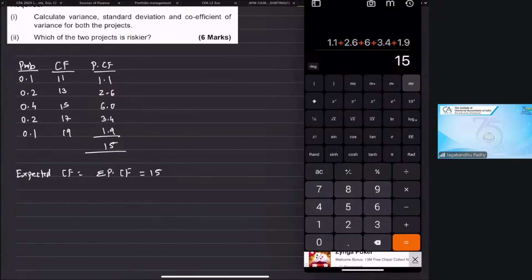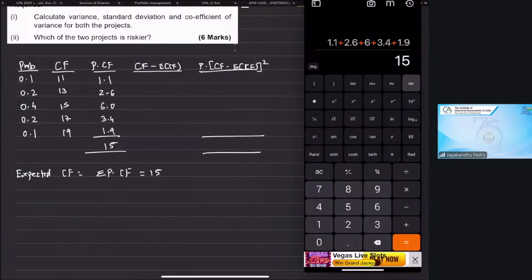Now, after expected cash flow, I need to calculate the variance, the standard deviation, and the coefficient of variance. So for variance, I need to subtract expected cash flow from cash flow, then do probability into the deviation squared, that is cash flow minus expected cash flow square. Calculate and give me the total of probability into the deviation square.